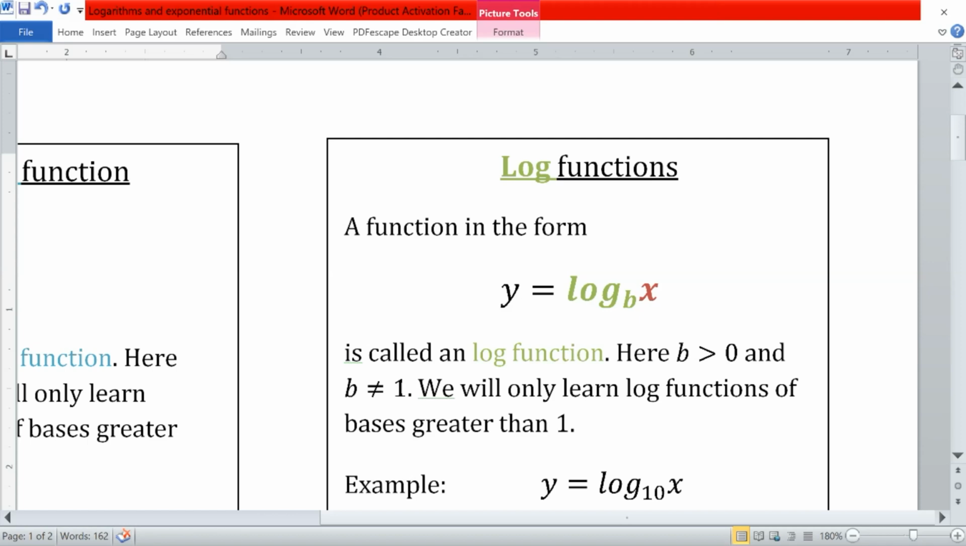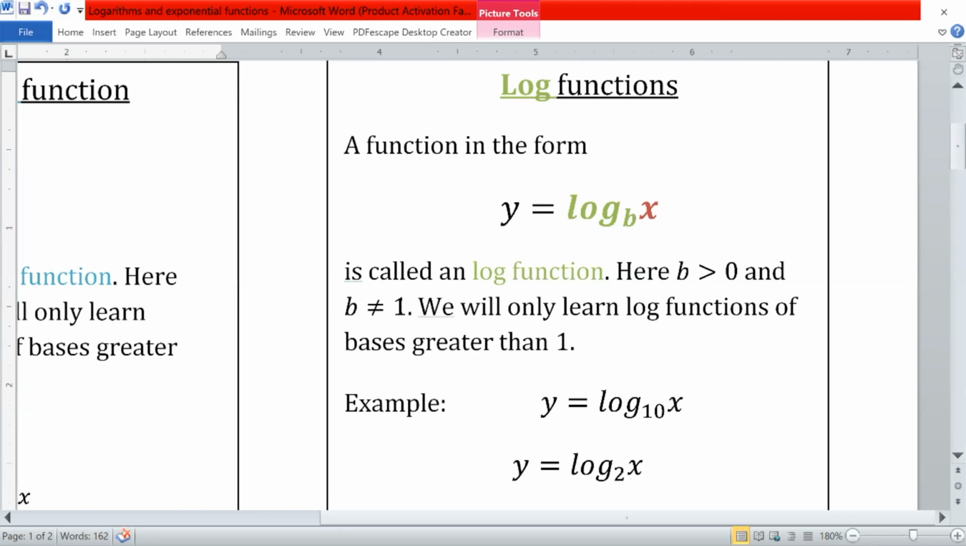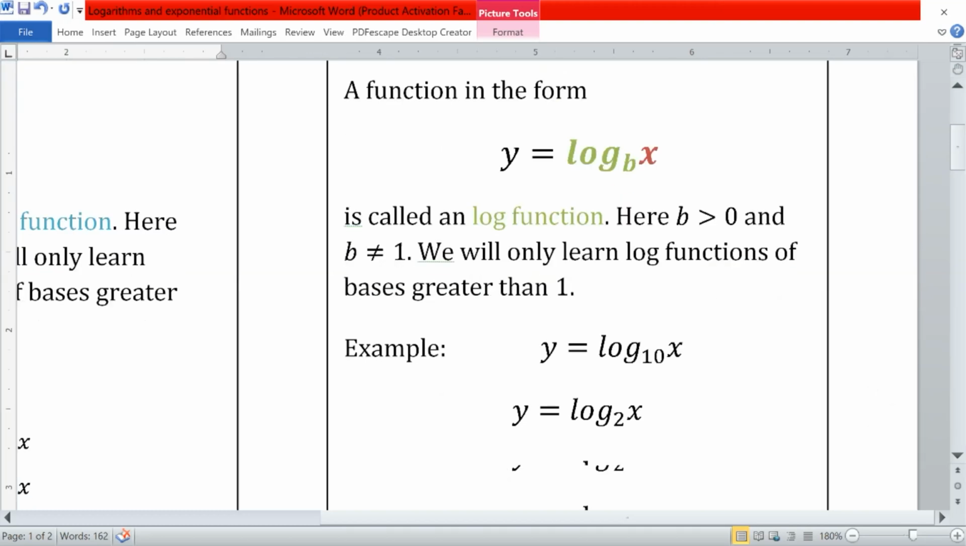So for example, you can have log base 2 of x, log base 10 of x, log base 3.9 of x, any number greater than 1. Okay, so I have given you some examples here. I also have y equals ln x. That means log base e of x.